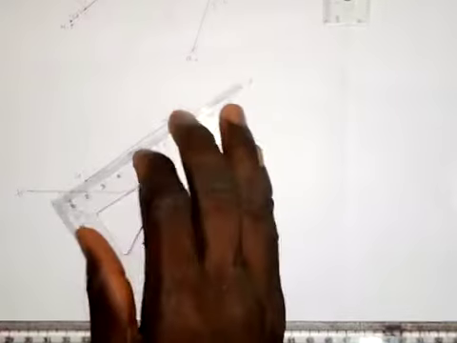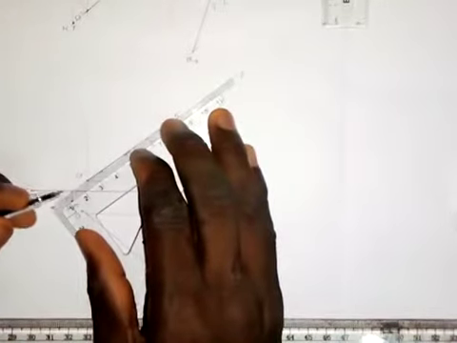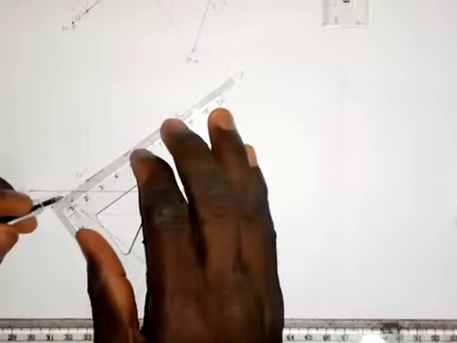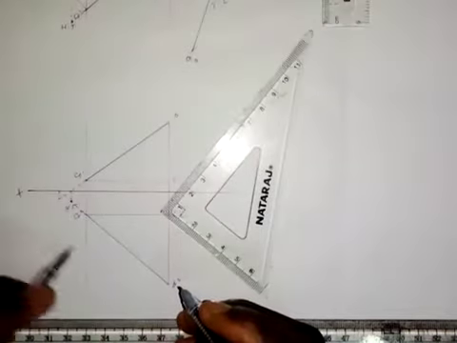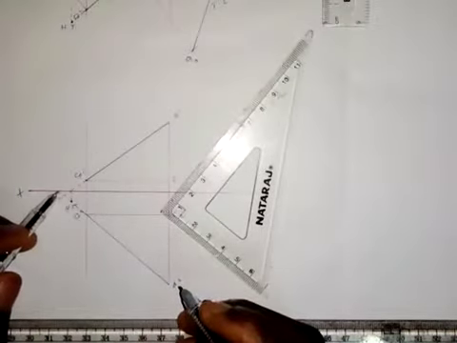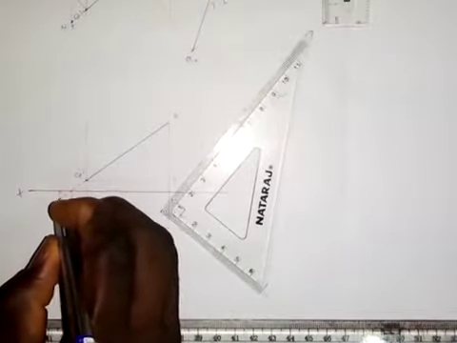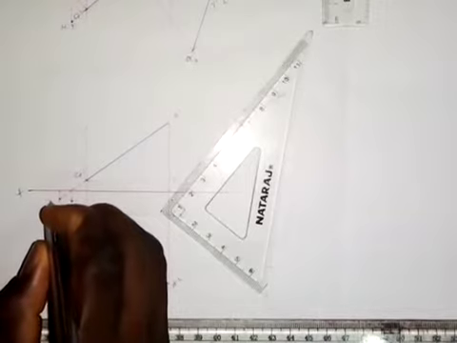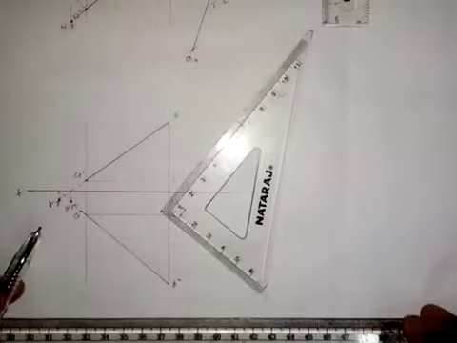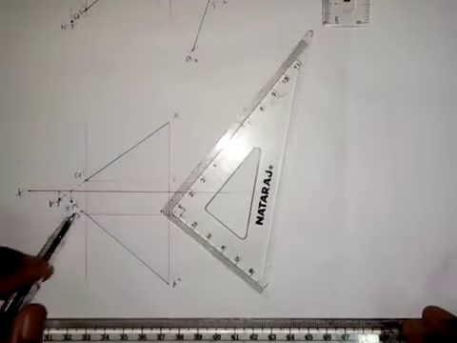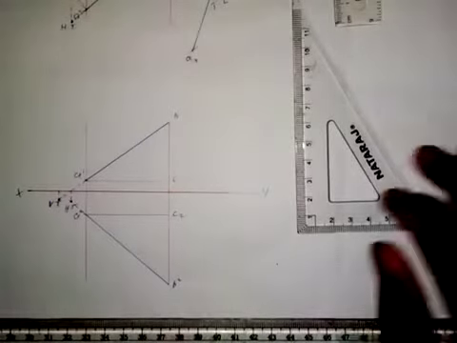So I also need to extend this. Where they intersect, the extension of the front elevation intersects this vertical line that we drew. It intersects at this point here. So this is our vertical trace. This is how you can determine the horizontal trace and the vertical trace of lines like this. So we are done with the determination of the vertical trace and the horizontal trace.